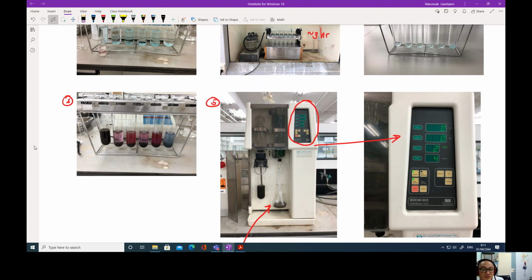So the distillation process will only take 4 minutes. Everything will be complete. Only 4 minutes.